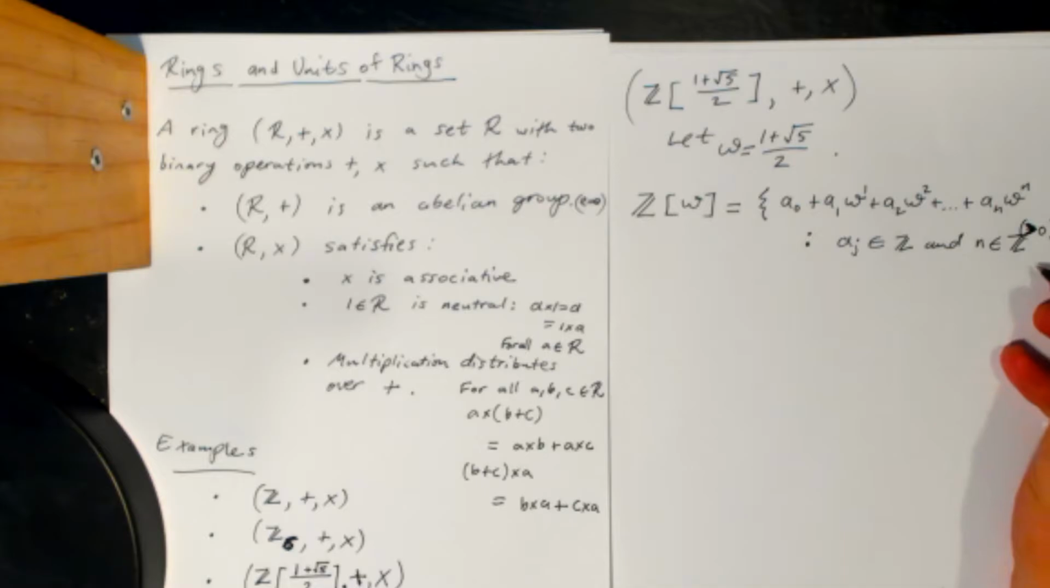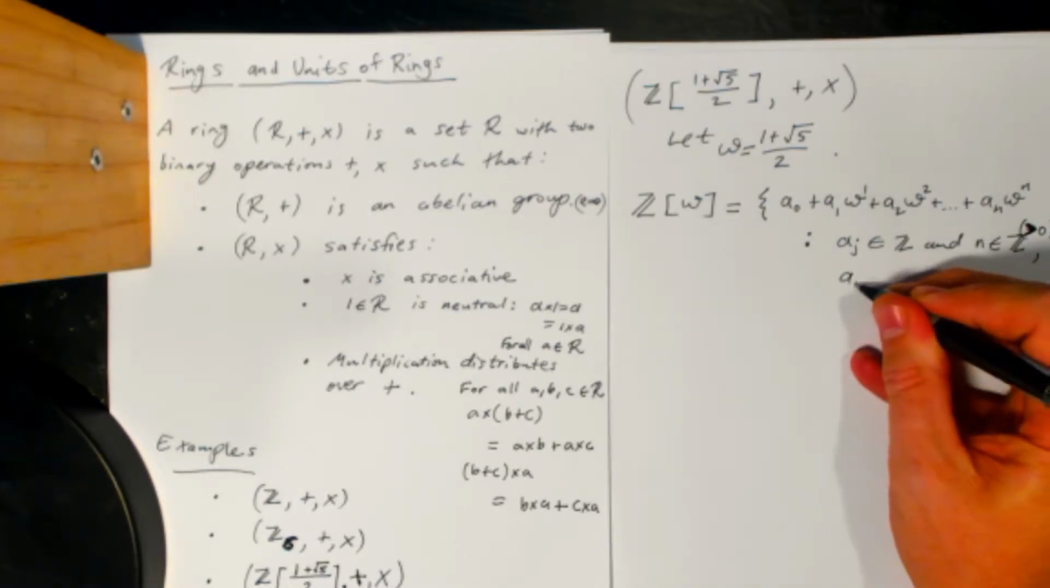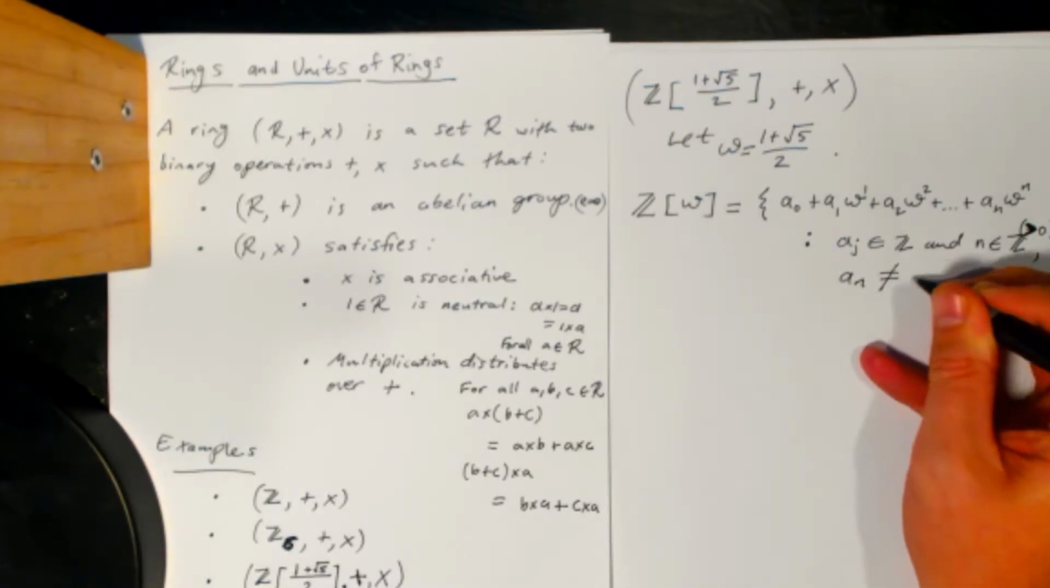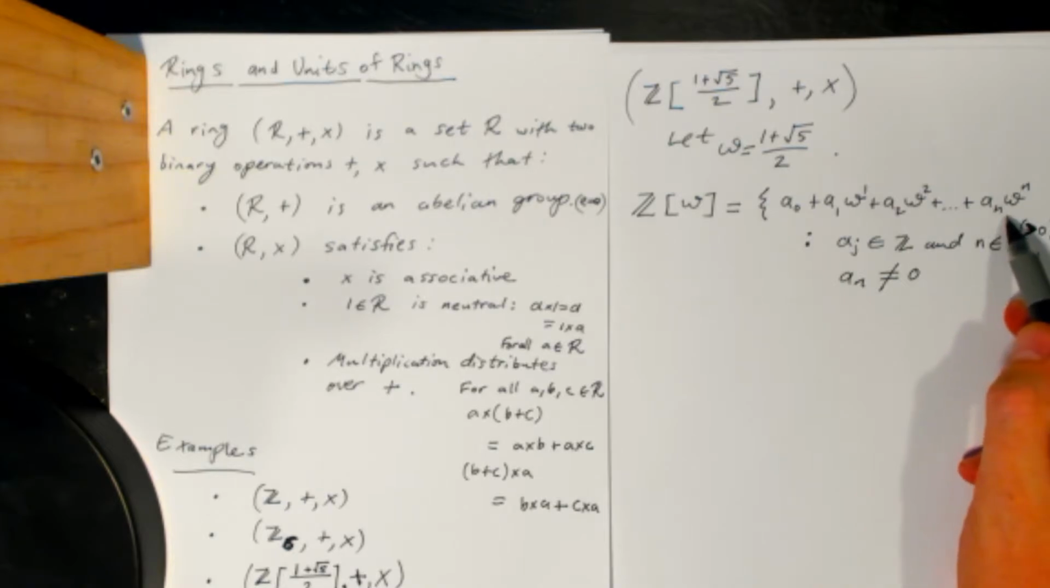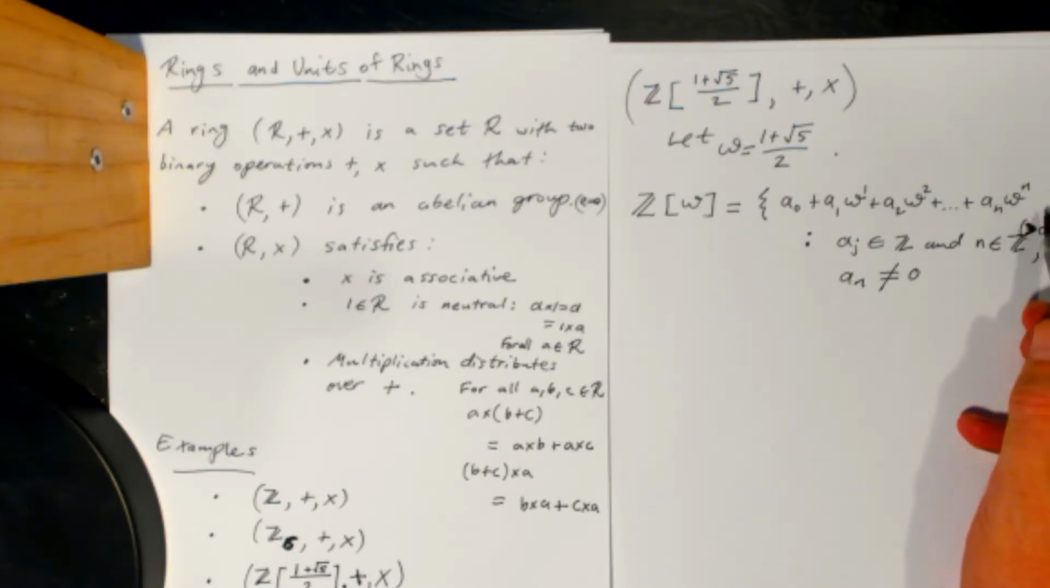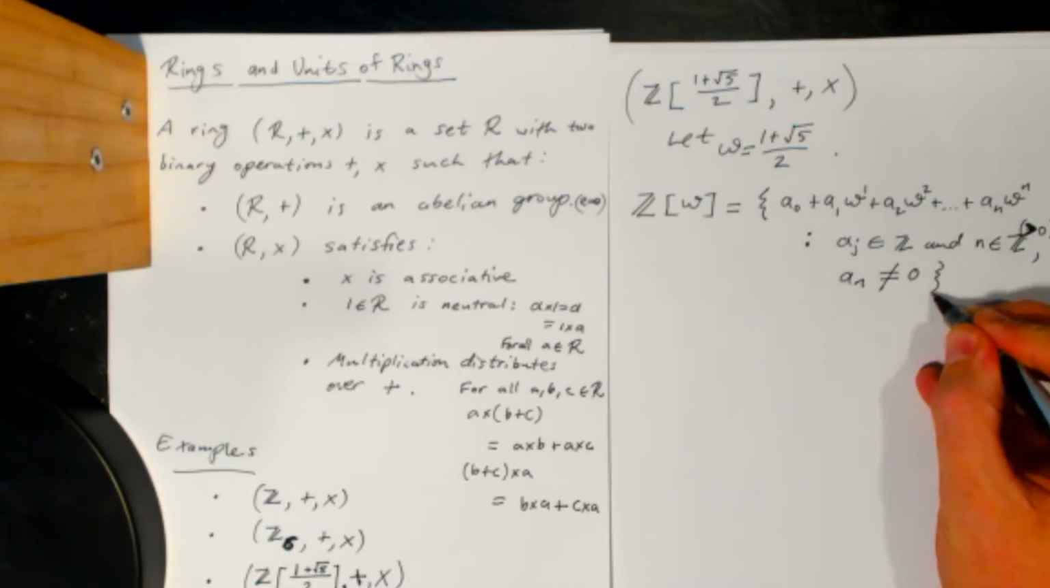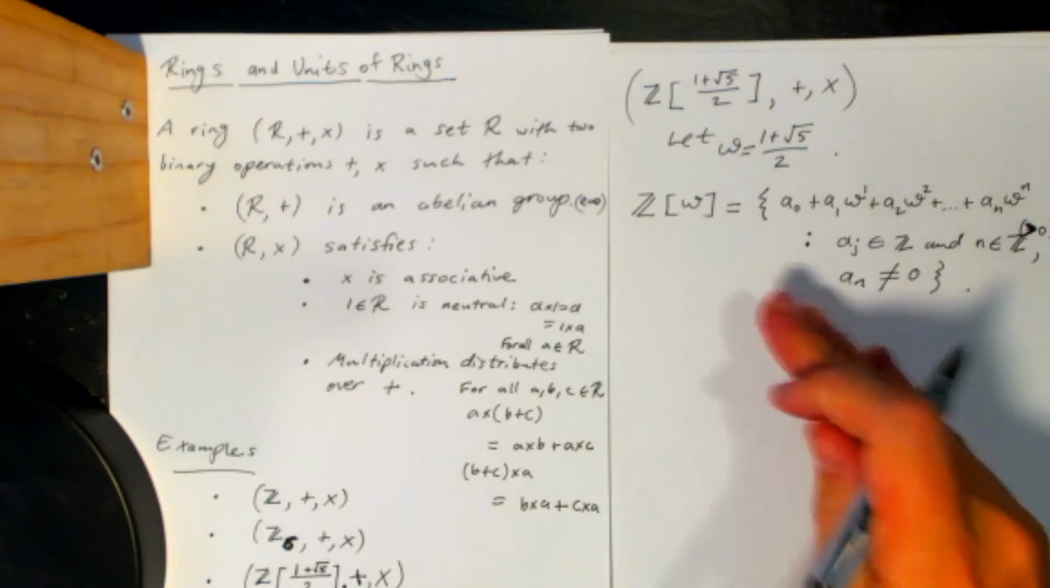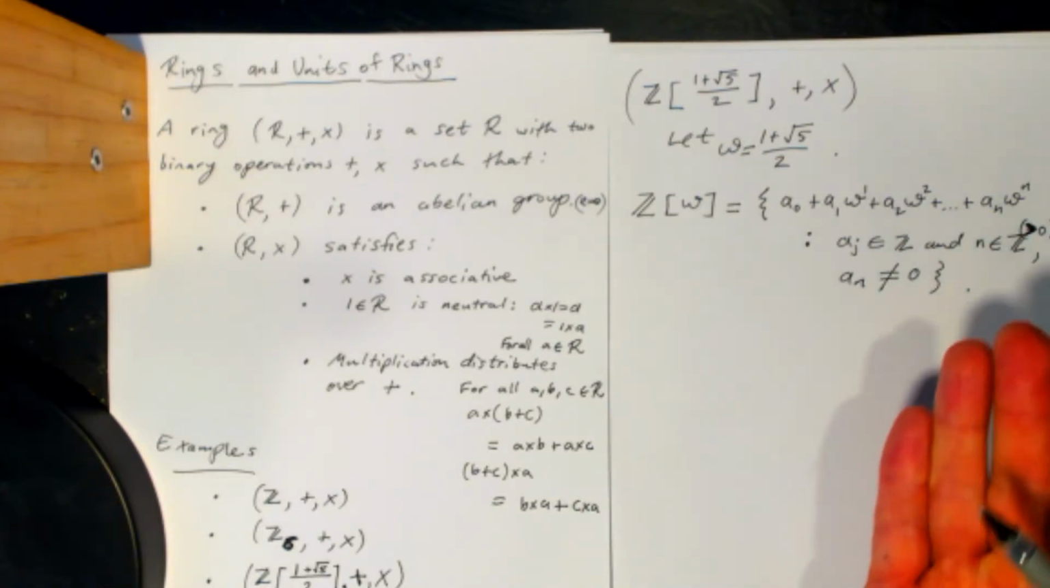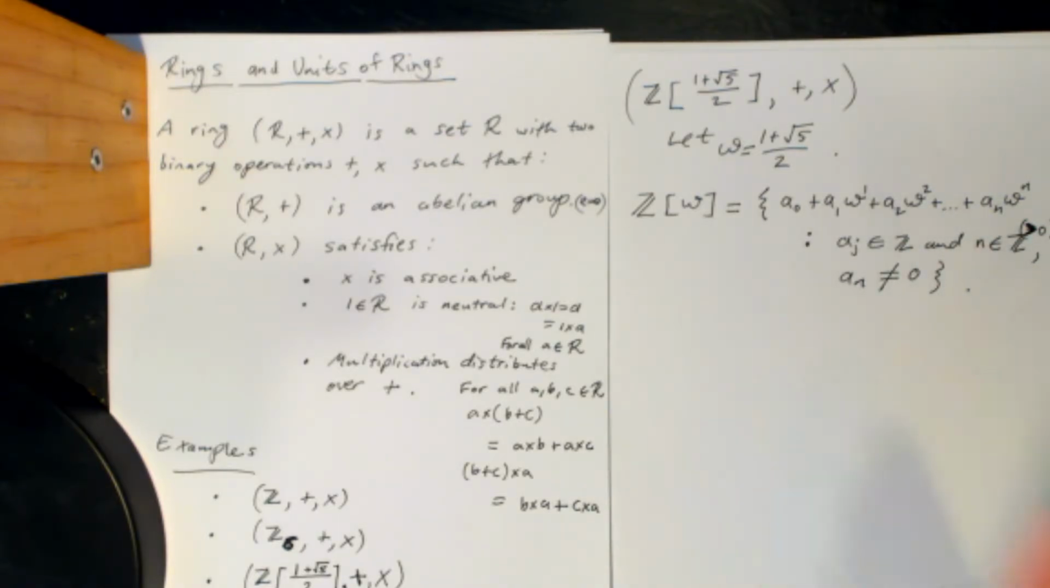Okay, and we've missed one more thing. An is not equal to 0, so we want our leading coefficient to be non-zero so that we can say that this has degree n. So this is exactly this, and it has a relationship with polynomial rings, which we'll study later.